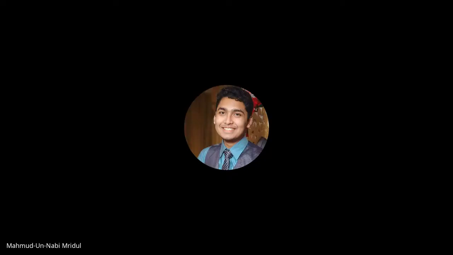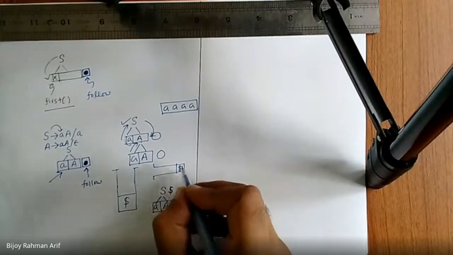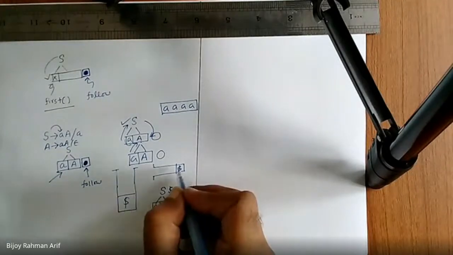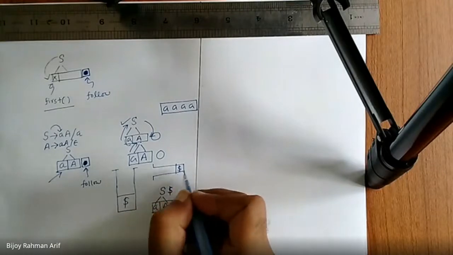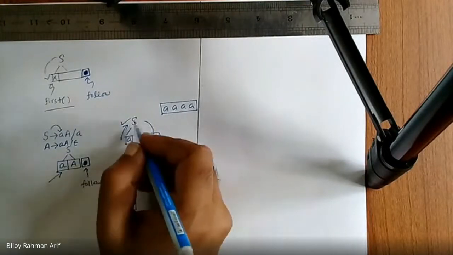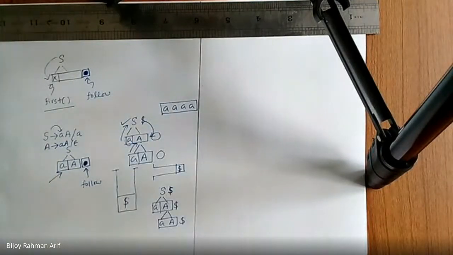Remember, this one is an imaginary symbol. We always use this imaginary symbol, dollar, at the end of the stack and the end of the input buffer. As we always use the imaginary symbol, definitely we can also assume after S there is a dollar. Is it clear to you guys?